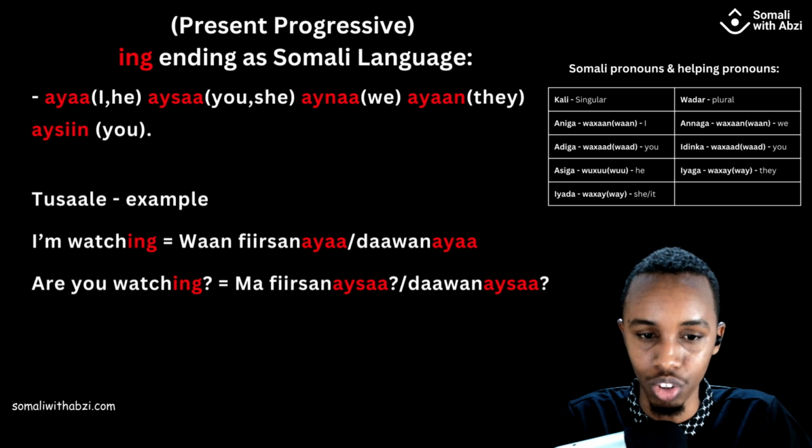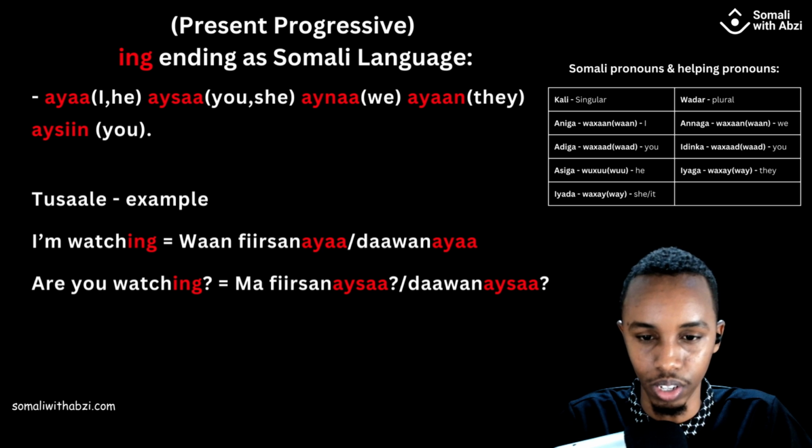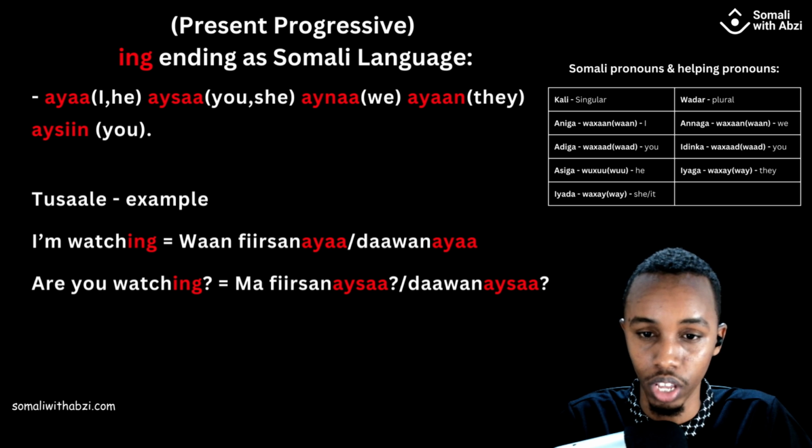We is aynaa. So we are watching, waan fiirsanaynaa, and then waan daawanaynaa. And then they is ayaan. So they are watching, way fiirsanayaan. And then you plural is aysiin. So we can say you are watching, waad fiirsanaysiin or waad daawanaysiin. So that is the main part for the class: this ending ing in Somali and also the helping pronouns and pronouns. If you understand that very well, then we can go to the next section of our class.